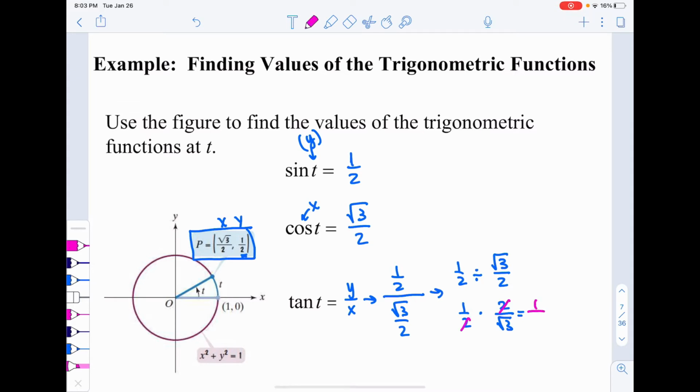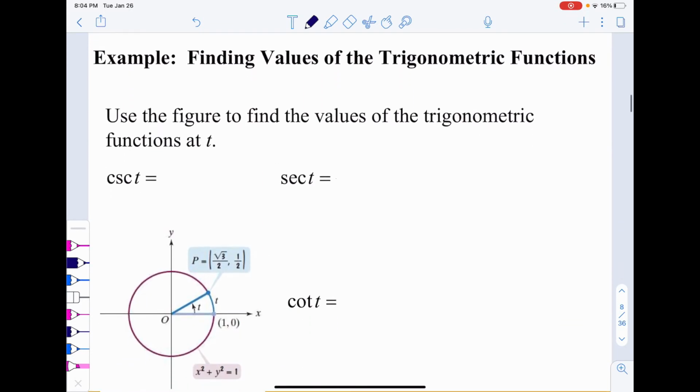We're left with 1 over root 3, which at this point we know we cannot have a radical as a denominator. So we're going to rationalize our denominator by multiplying by, I don't want a 2 there, I want that to be a 3. I would need a root 3 over root 3 to give us a root 3 over 3. Again, you should kind of remember how to rationalize the denominator at that point too.